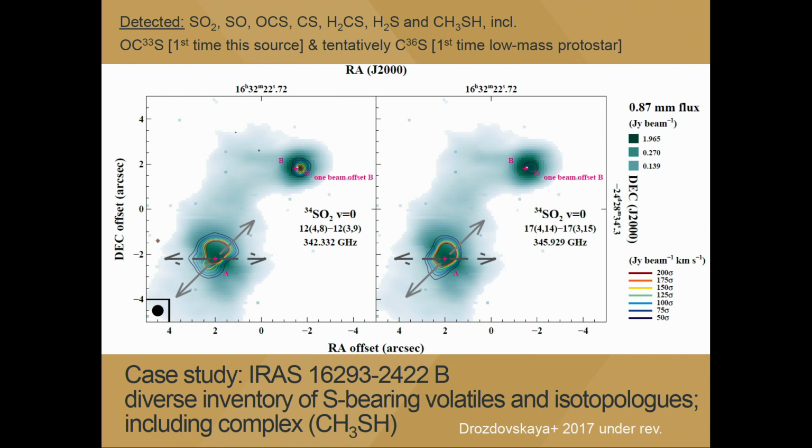So what we find towards IRAS 16293 is SO, SO2, CS, H2CS, H2S, and as I already mentioned, CH3SH as well. And here, just as an example, you again see source A, source B in 34SO2. So we again have all the isotopologues of all these sulfur-bearing species. So both sources are rich in sulfur-bearing species and also show complexity in sulfur. And in fact, source A seems to be somewhat brighter.